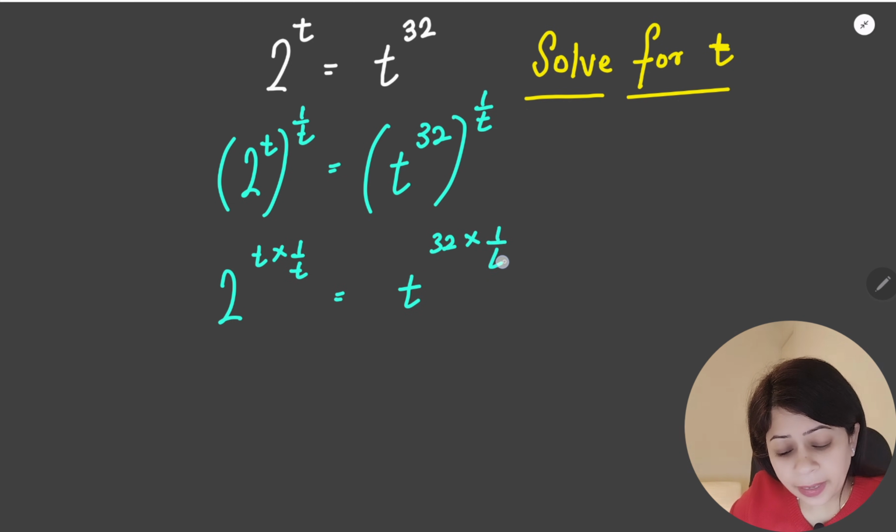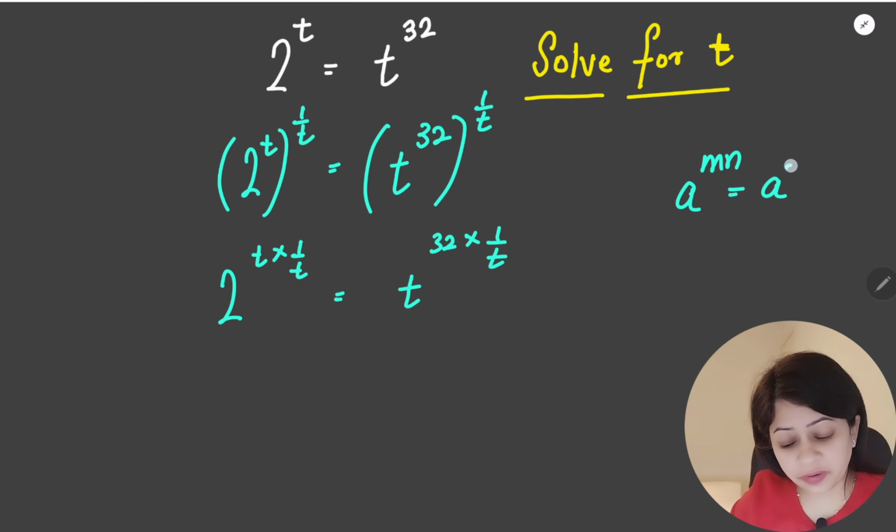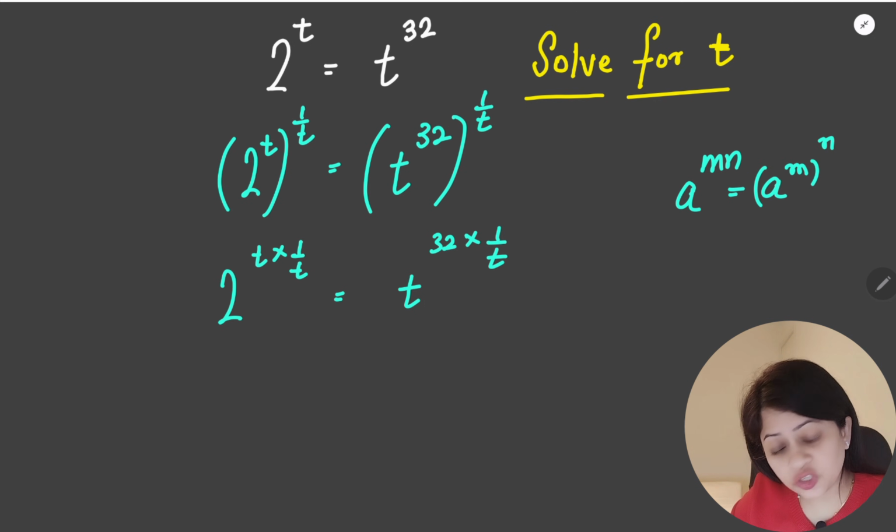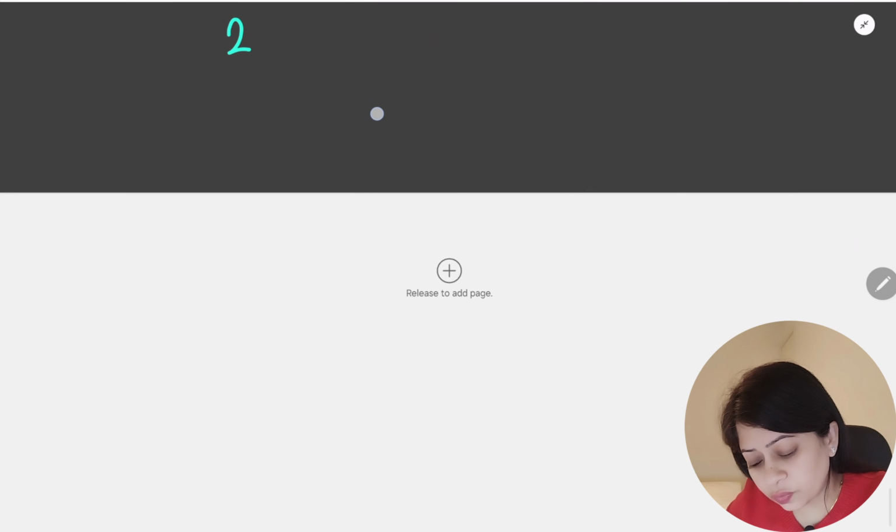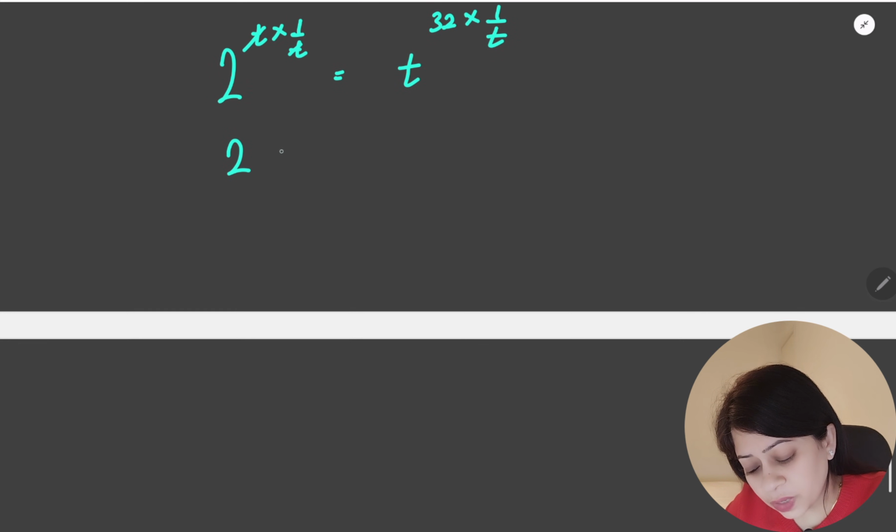Okay, why? Because a raised to power mn is equal to a raised to power m raised to power n, right? So it was m raised to power n. When we can multiply the powers, this will become just 2 because the powers got cancelled out, and now we have 2 is equal to t raised to power 32 by t.